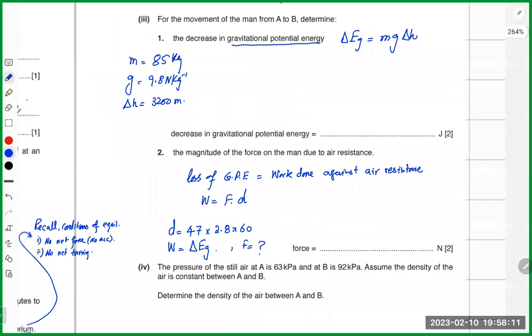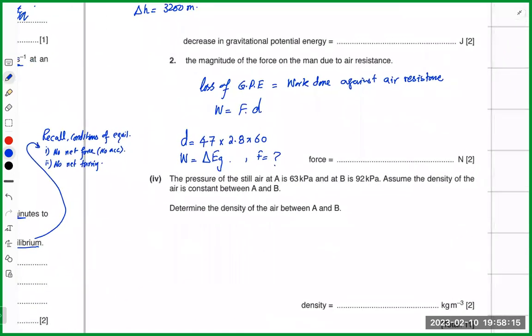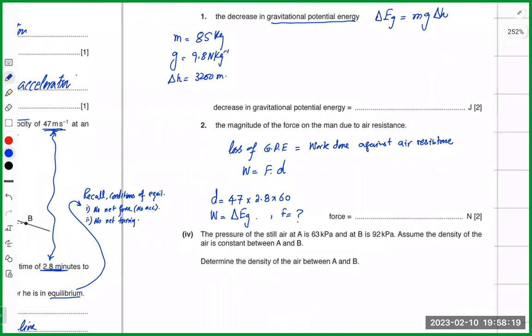Now, determine the density of the air. Yes? For the third part, I got the answer. It's a really big number. What else? Beta, your voice is not clear. Can you speak up?